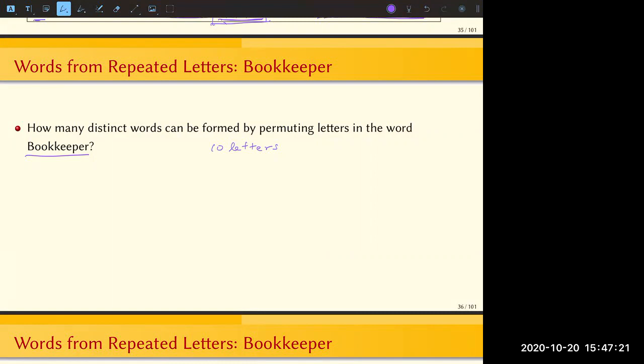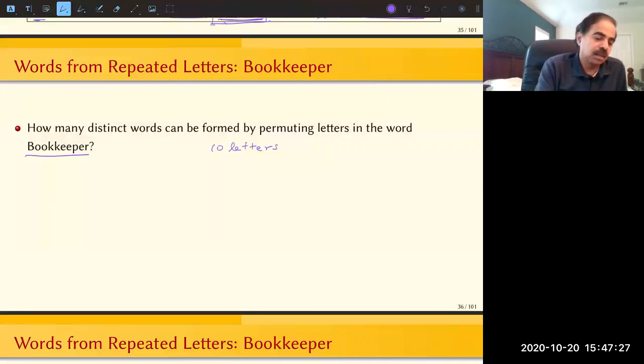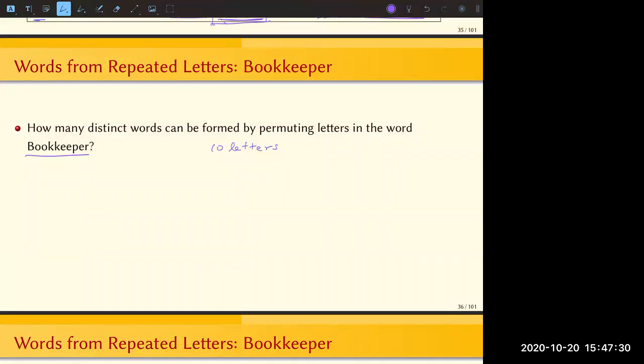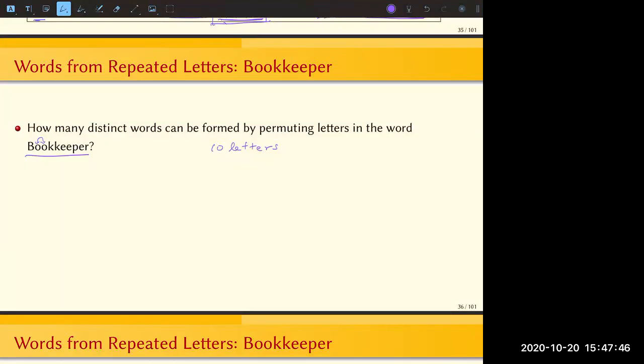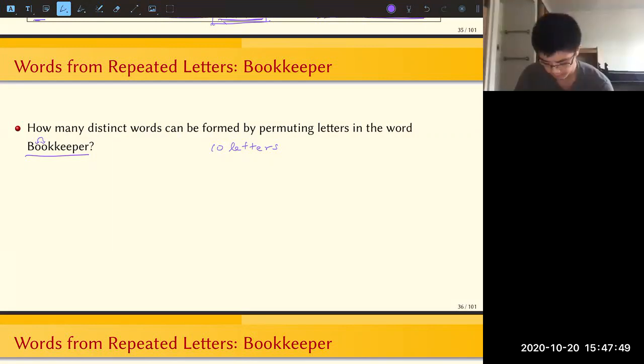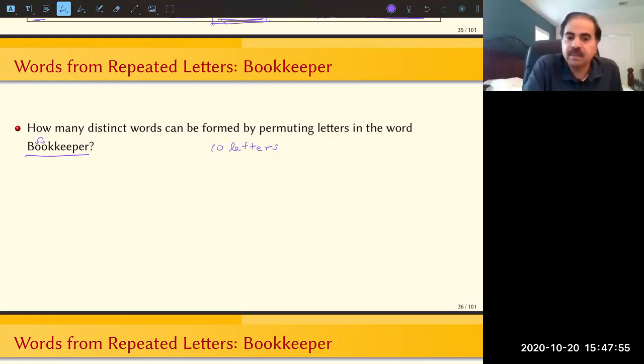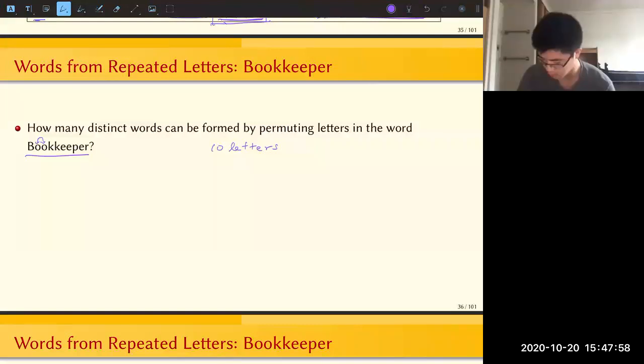Would it be 10 factorial? Well, since there are 2 O's, are we allowing both O's to be used? Of course you're allowing both O's to be used. But if you flip these 2 O's, that's not a different permutation, right? So the K and the E. Would you have to divide by 2 factorial for the 2 O's, 2 factorial for the 2 K's, and 3 factorial for the 3 E's? Correct.